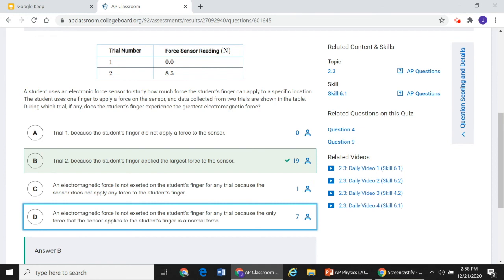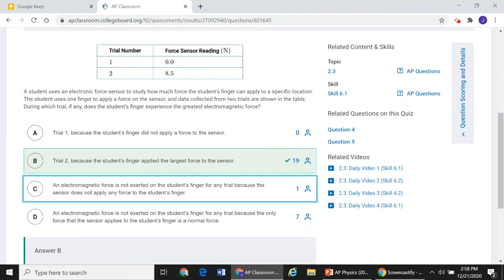Well, first of all, for the one person who picked that the sensor does not apply any force to the student's finger, of course it does. It's an action-reaction pair. Finger on sensor, sensor on finger. For everybody who picked D, the normal force is an electromagnetic force. It's an important thing to remember. The reason why normal forces exist is because of the valence electrons in both of the objects at their surfaces. That's why we always talk about surfaces for normal force, because the valence electrons are at the surface. It's a repulsion of the valence electrons.